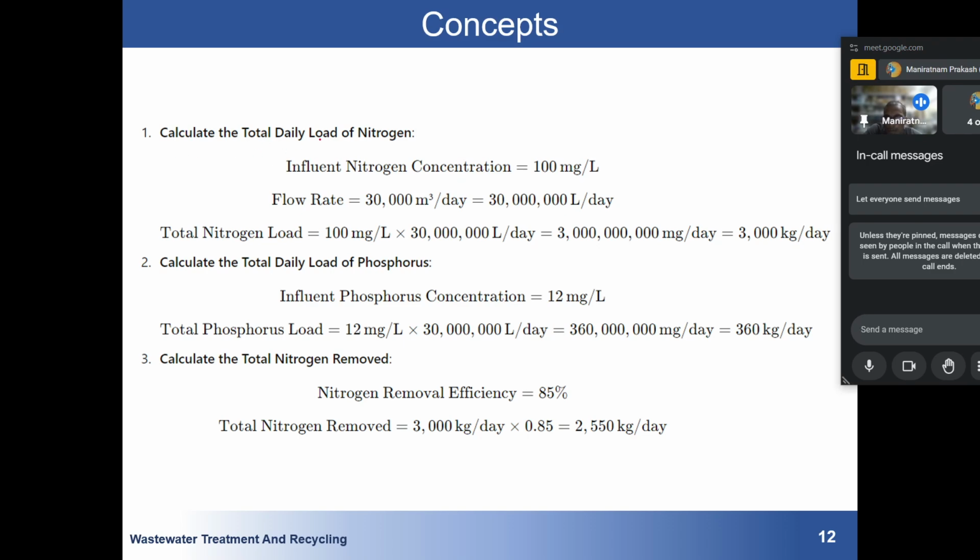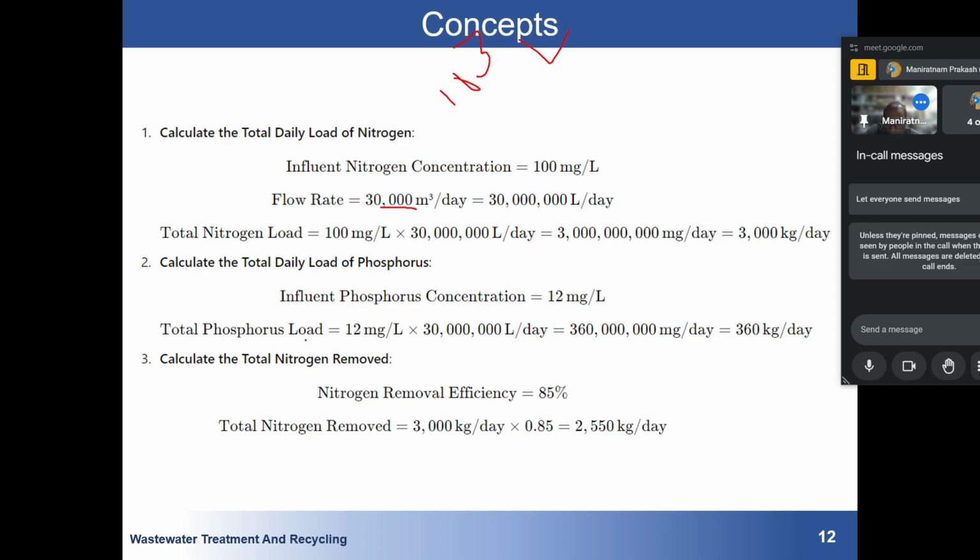So calculate the daily load of nitrogen. This much nitrogen was coming, that is 100 milligram per liter of nitrogen coming into the system, and the flow rate is already given. We know that 1 meter cube is equal to 10 to the power 3 liter. So we multiply by 10 to the power 3, and this much liter is coming. So total nitrogen coming is this much into this much, so this much kg per day of nitrogen is coming.